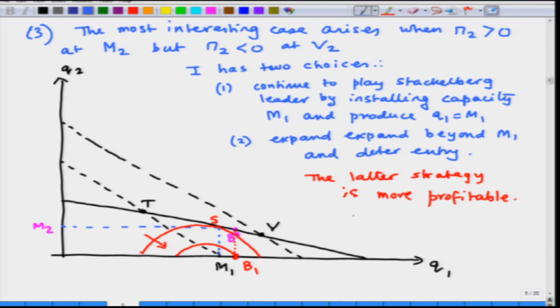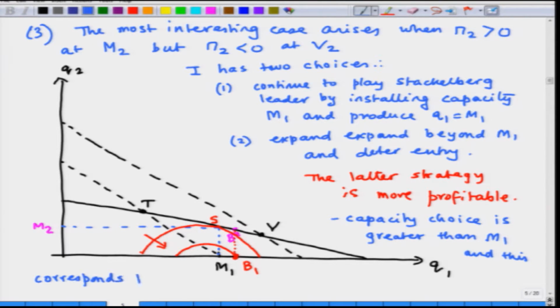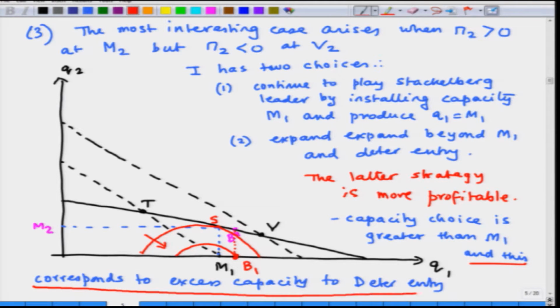So, essentially the main lesson here is that the capacity choice is greater than M1, and this corresponds to the case of excess capacity to deter entry. This corresponds to excess capacity to deter entry. So, that is a key takeaway here.